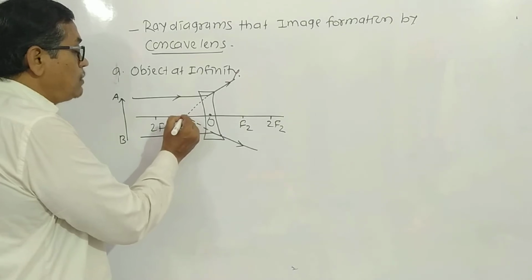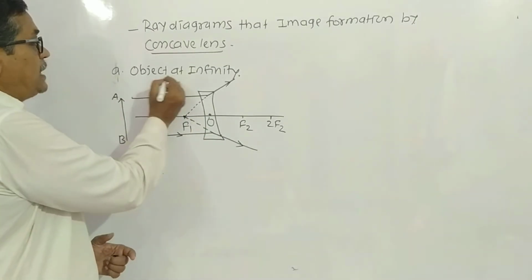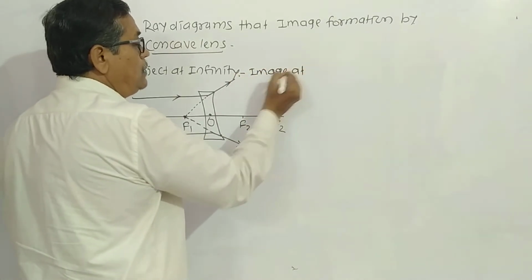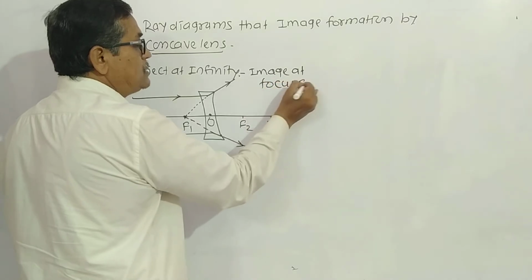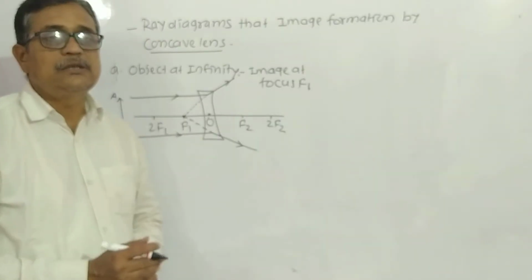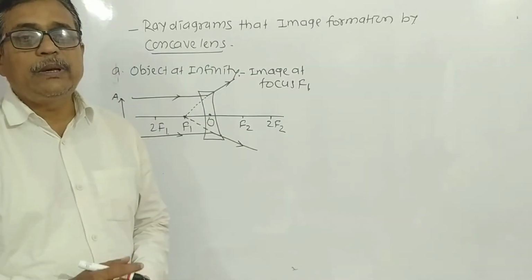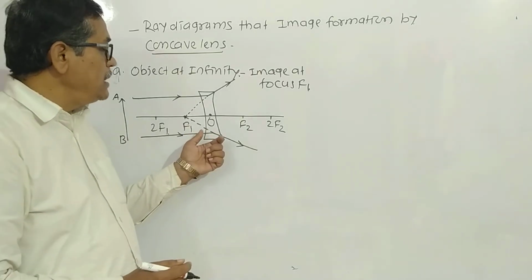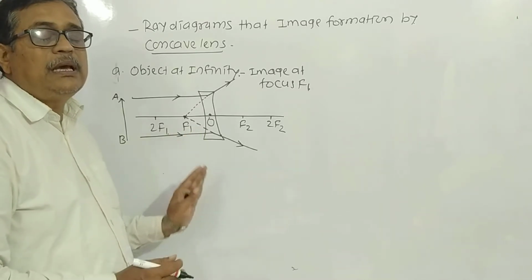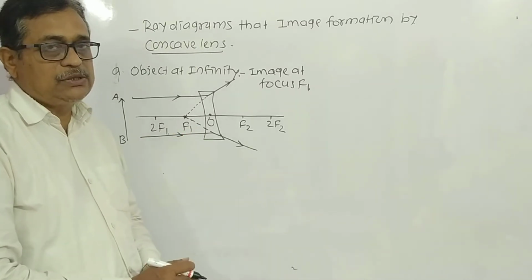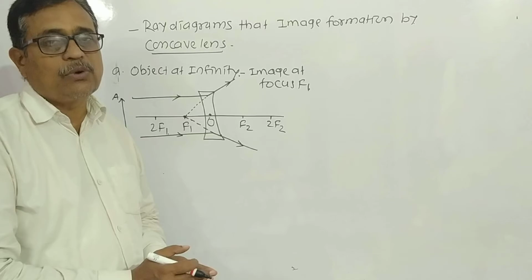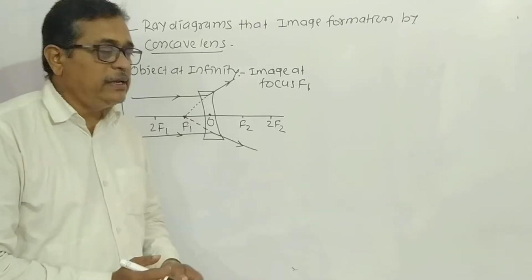And here image of object is at focus. Means object at infinity, where is the image? The image is at focus, that is F1. Object at infinity, image at focus, that is F1. Dear student, what is the nature of image here? The image of object on the same side of the object, or to the left side of the lens, is virtual and erect. These refracted rays do not actually meet at the point, they appear to meet at a focus. Hence that is called a virtual and erect image.